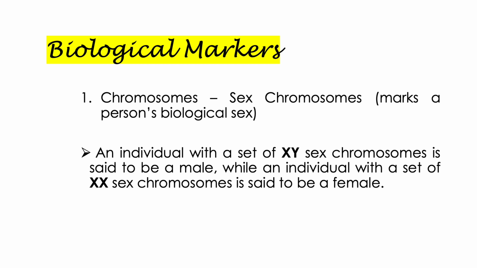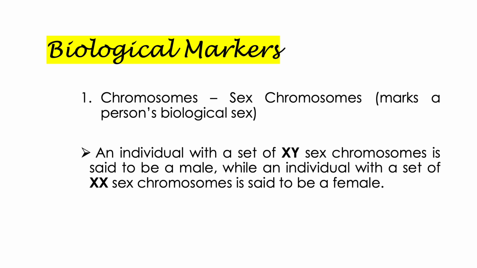Since it may be difficult to distinguish biological sex by merely examining the genitals, there are other biological markers used. For instance, your chromosomes, protein structures which contain your genetic materials, are also used to determine sex. There are specific chromosomes referred to as sex chromosomes, which mark a person's biological sex. An individual with a set of XY sex chromosomes is said to be a male, while an individual with a set of XX sex chromosomes is said to be a female.